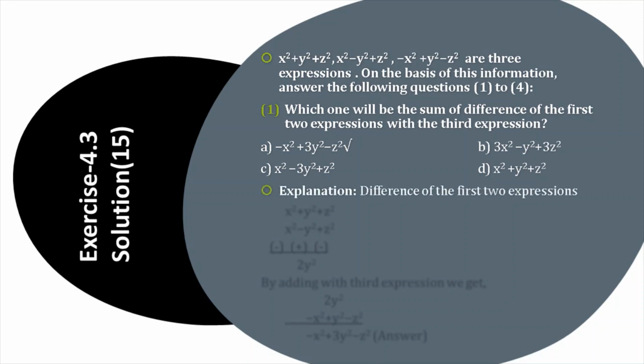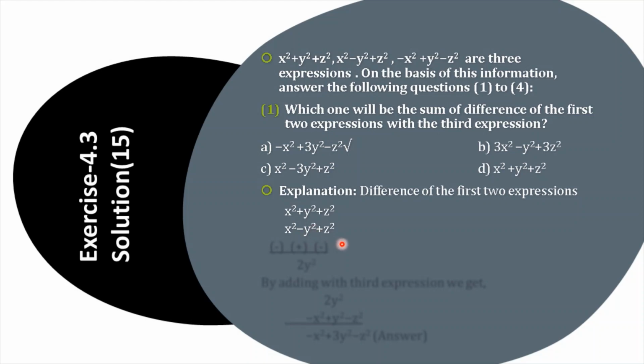Let us see the explanation. Which one will be the sum of the difference of the first two expressions with the third expression? So at first we have to find out the difference of the first two expressions. x² plus y² plus z² and x² minus y² plus z².